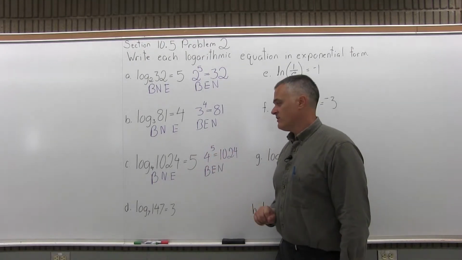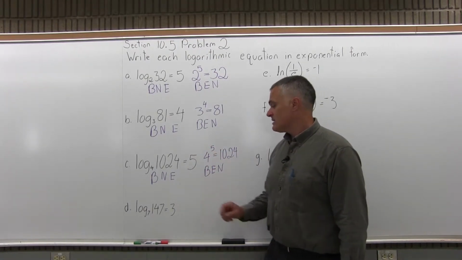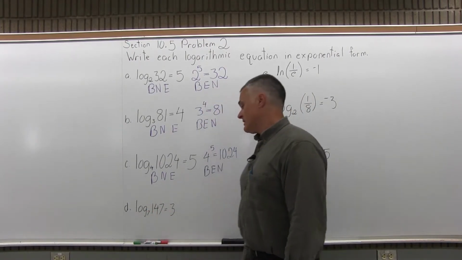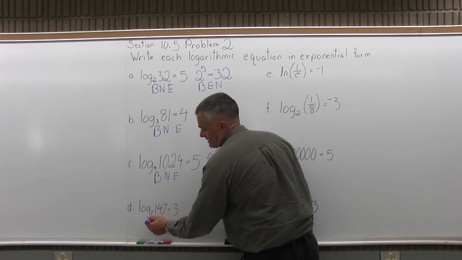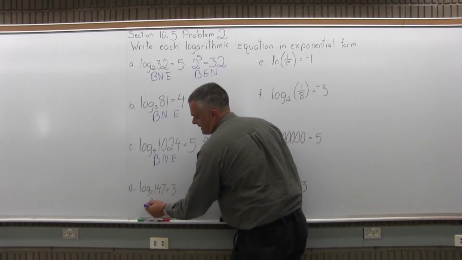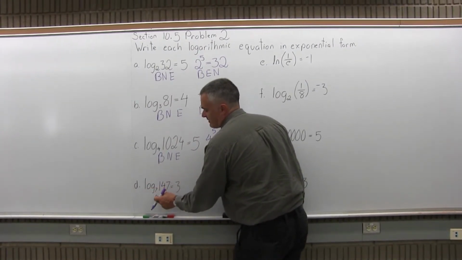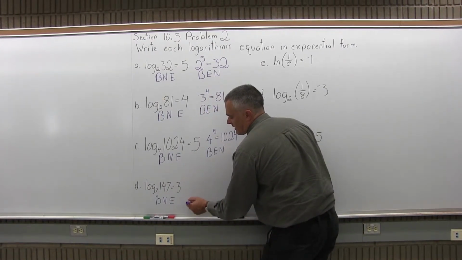And then part D, it says write log base 7 of 147 equals 3 in its exponential form. So underneath log base 7 of 147 equals 3, again, I write Benny, B-N-E for base number exponent. The base is 7, the number is 147, and the exponent is 3. And next to it, I write Ben, B-E-N for base exponent number.